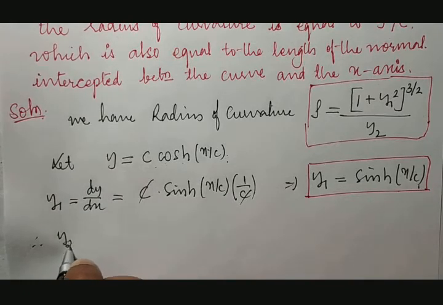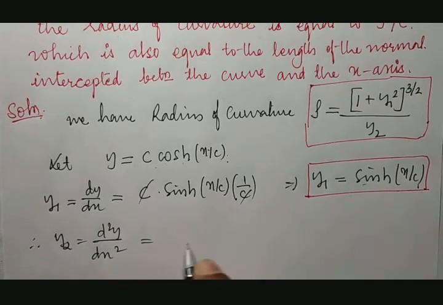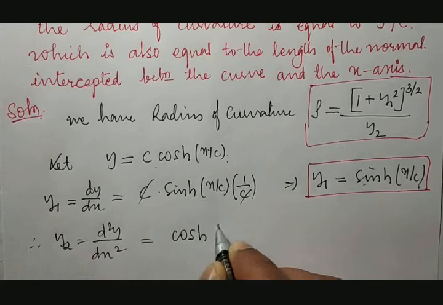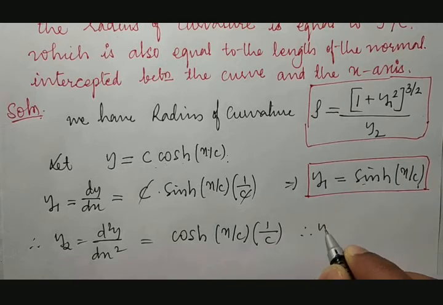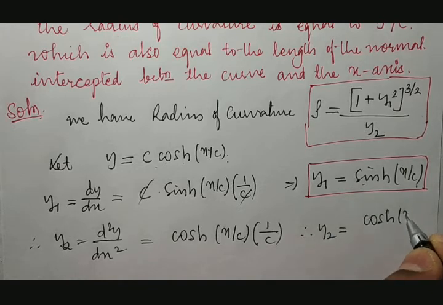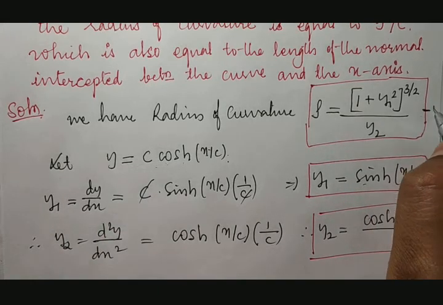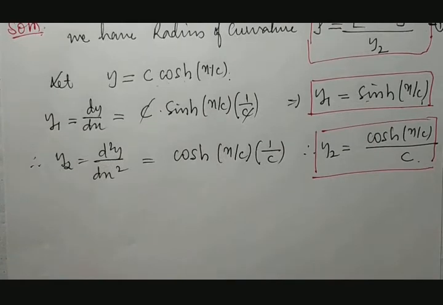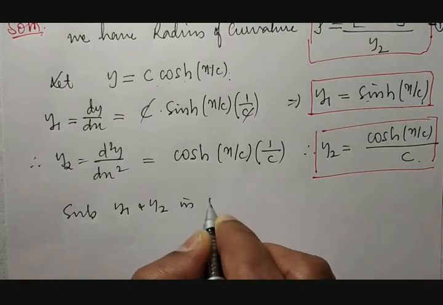Therefore, y2 is d square y by dx square, which is equal to the differentiation of sine hyperbolic, which is cos hyperbolic x divided by c, that into 1 divided by c. Therefore, y2 is equal to cos hyperbolic x divided by c, divided by c. This is y2. Therefore, substitute these values in the radius of curvature equation number 1. Substitute the values of y1 and y2 in equation number 1.